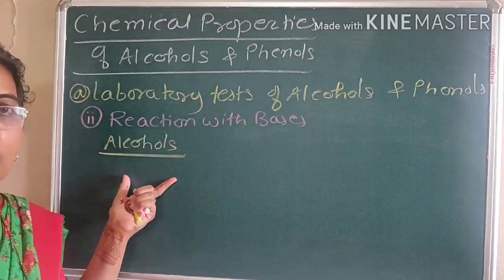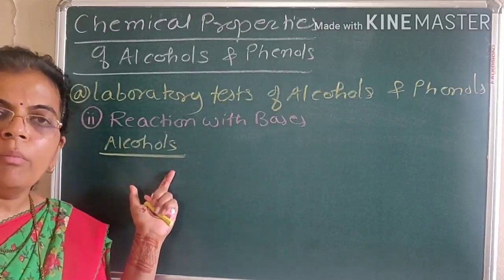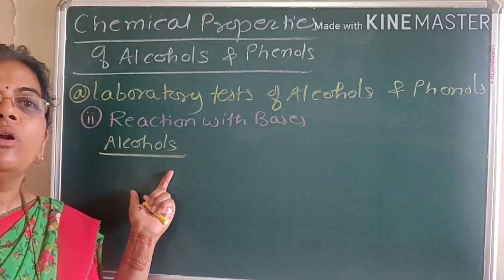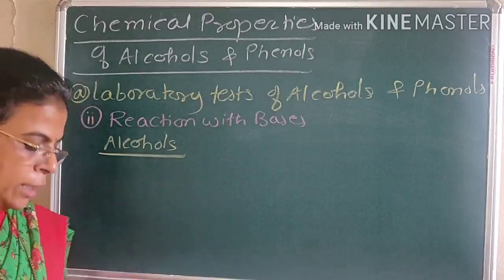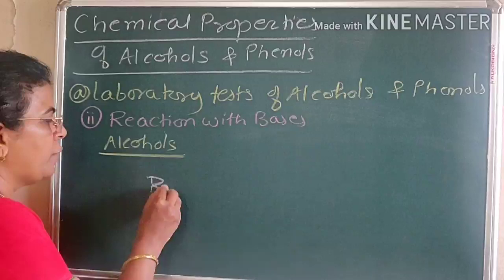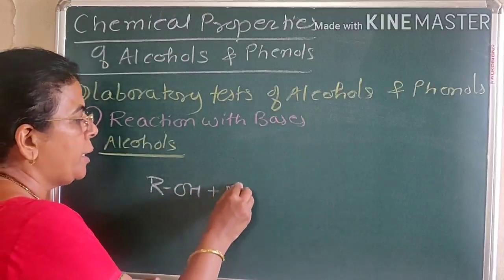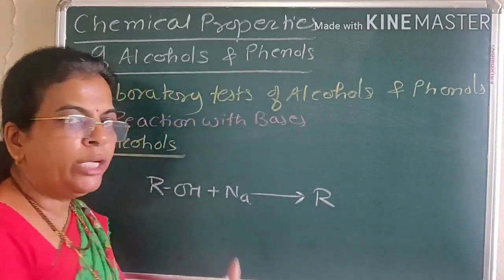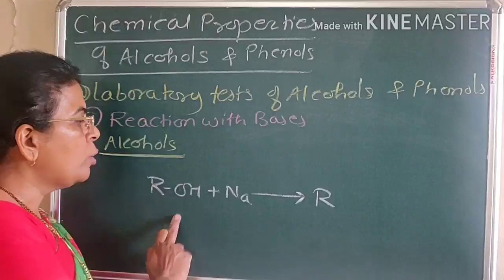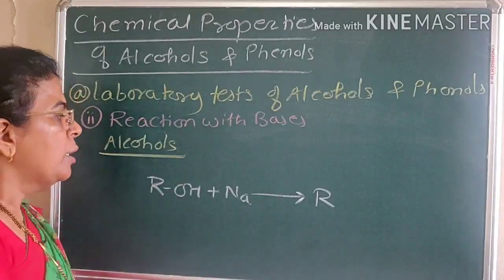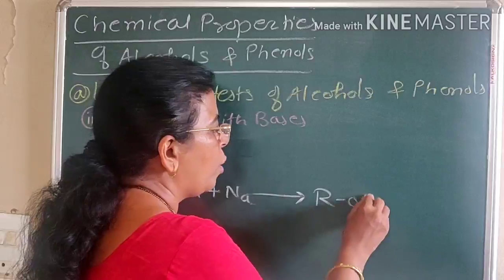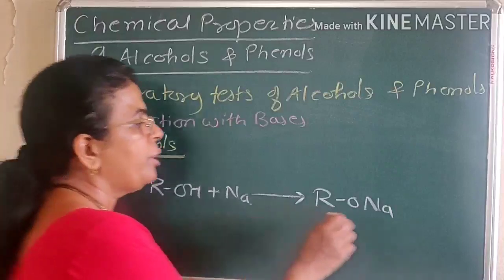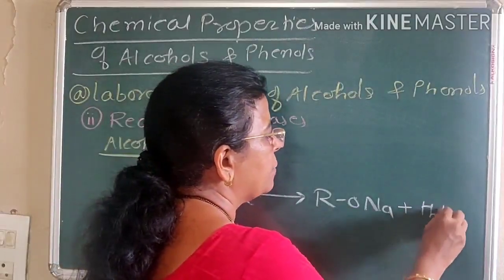But when these alcohols react with sodium or potassium metal, they form sodium alkoxide with evolution of hydrogen gas. Now these sodium and potassium metals are active metals, and when alcohols are treated with sodium or potassium metal, they form sodium alkoxide. That is, here this hydrogen atom gets replaced by this sodium metal with evolution of hydrogen gas.